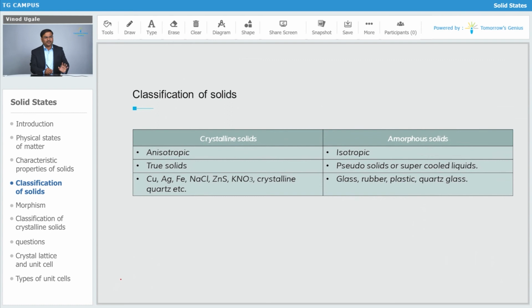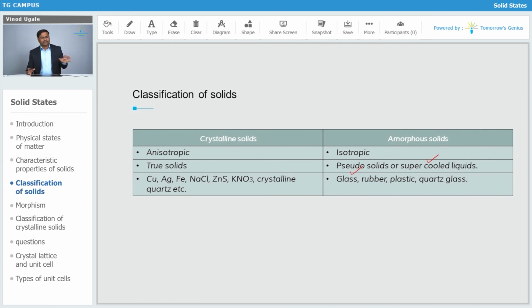So let's see what the other properties are. Crystalline solids are called true solids, but amorphous solids are not true solids, therefore they are called pseudo solids, or also supercooled liquids. I explained to you the case of crystalline quartz and amorphous quartz glass. When we heated crystalline quartz, we got the amorphous one. It means that when a crystalline solid is heated, fused and cooled rapidly, then we are going to get an amorphous solid. Therefore, it is called a supercooled liquid or pseudo solid.